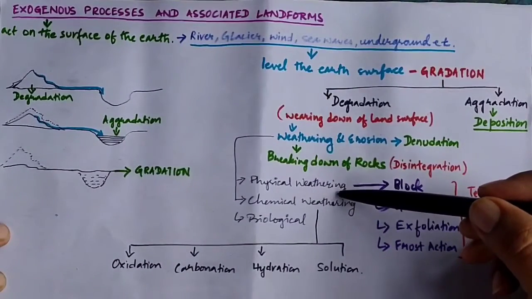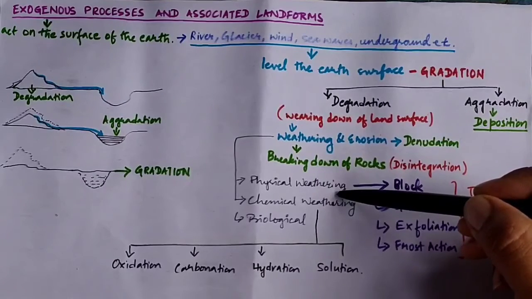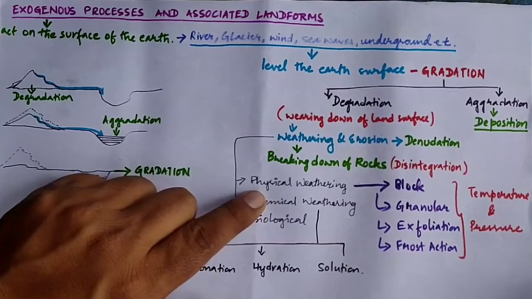physical weathering means, listen carefully, the disintegration of the rocks takes place. The rocks will disintegrate into smaller fragments, into smaller pieces, but the chemical composition of the rocks will remain the same. Only the rock will disintegrate into much smaller pieces of different shape and size, but the chemical composition will not alter. That is also called physical weathering or mechanical weathering.